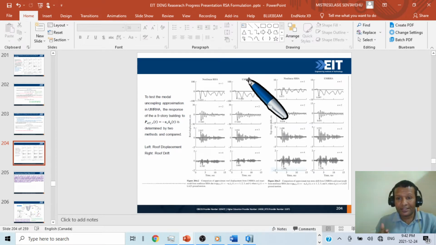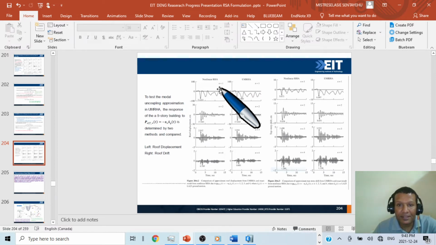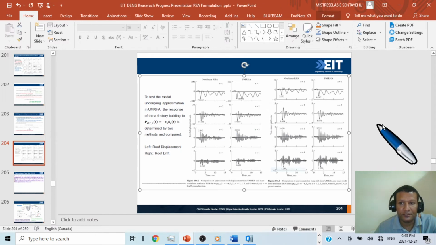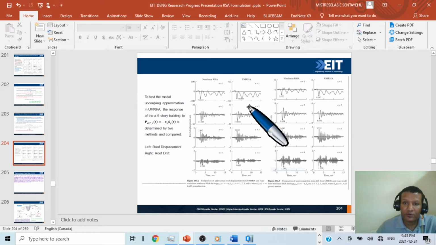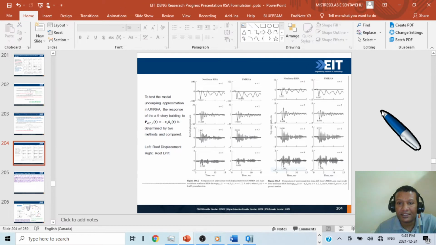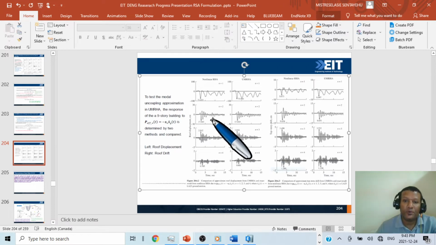So in the UMRHA we have a chance to see the contribution of each mode to the total response, because each mode we will perform separately, but in nonlinear response history analysis we don't have that chance. We will find only the peak response. So this one we will perform for each mode and add up to find the total response. But for response history analysis we will not get that. We will find only the maximum.